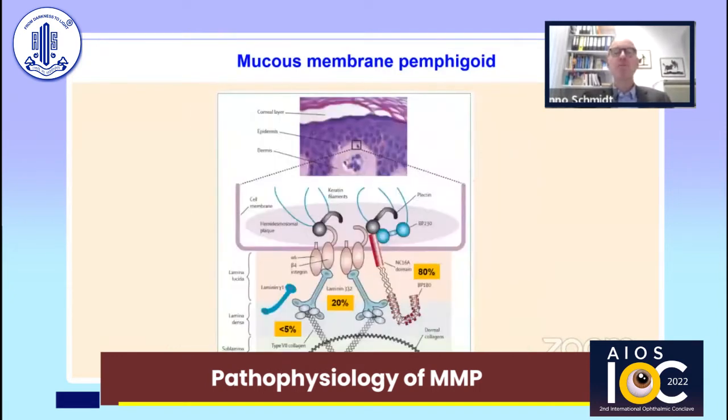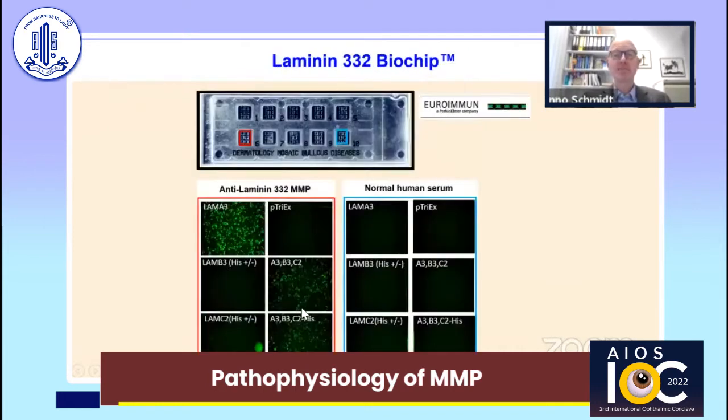There are two main target antigens in mucous membrane pemphigoid. This is BP180, also called type 17 collagen, and laminin 332. This is a heterotrimer of an alpha-3, beta-3, and a gamma-2 chain. And then, more rarely, type 7 collagen is also targeted in these diseases.